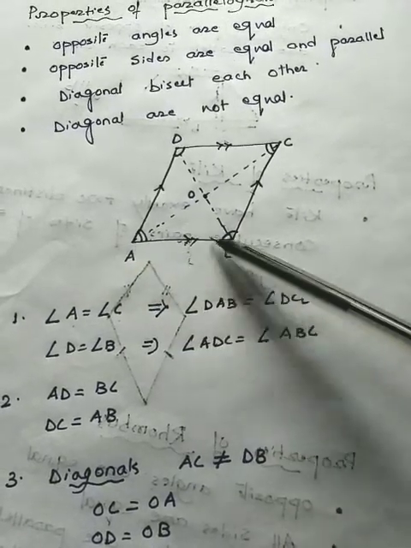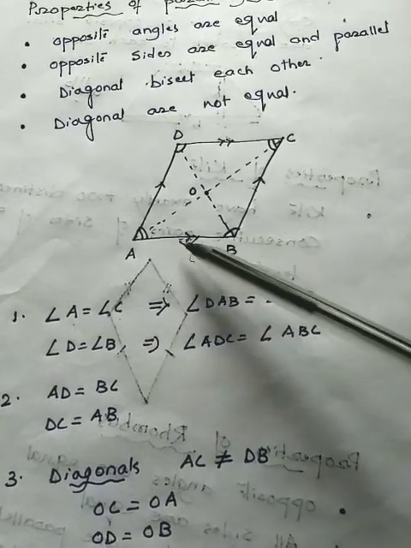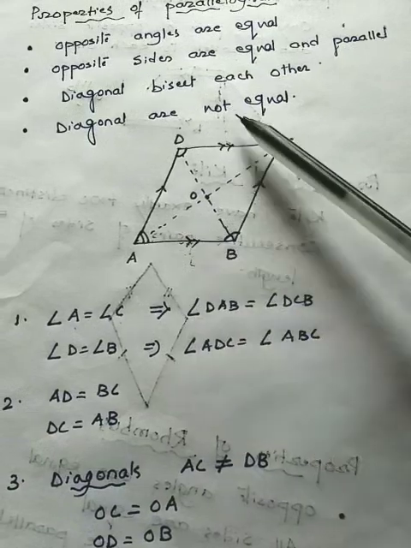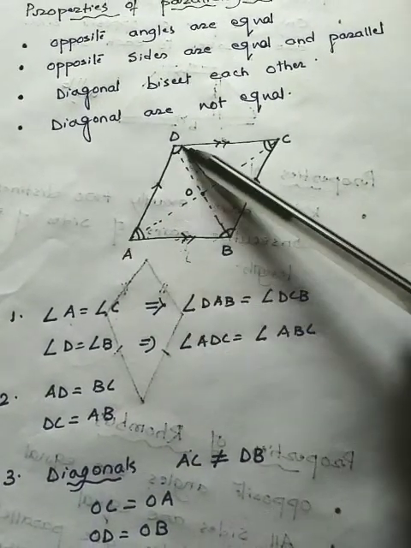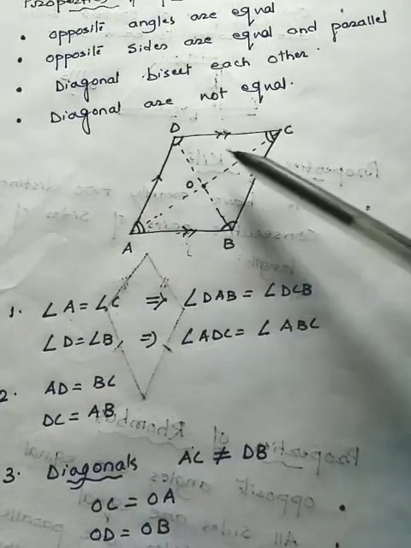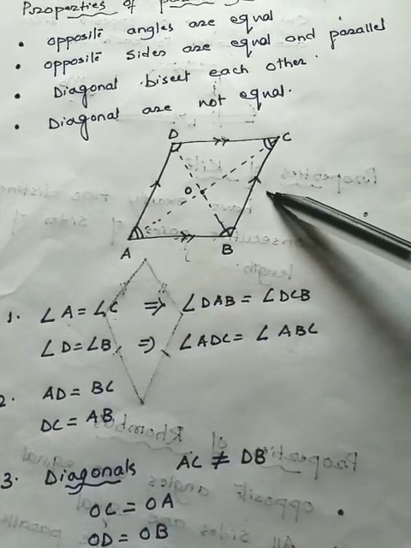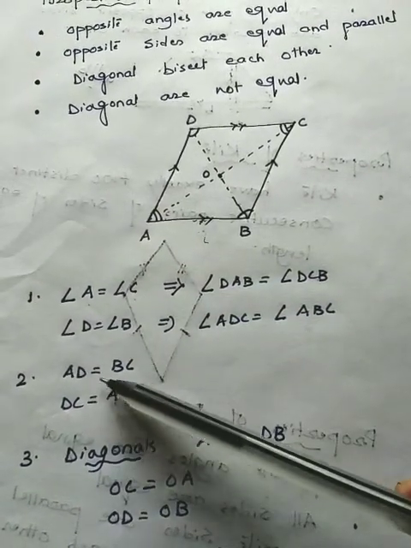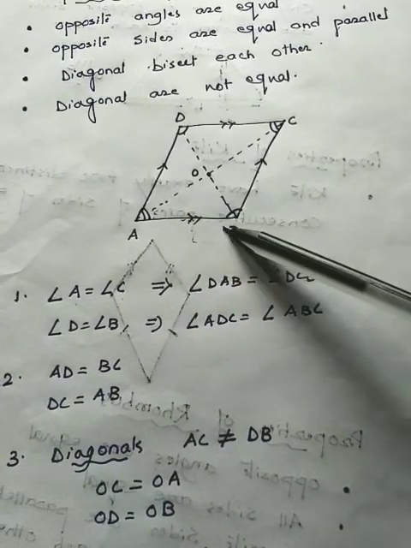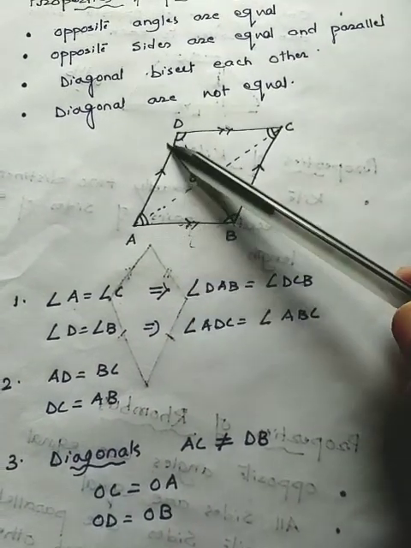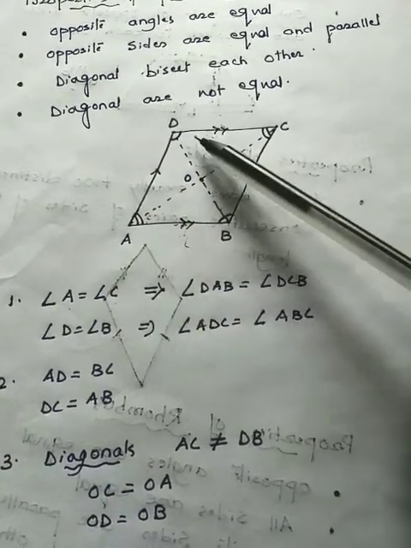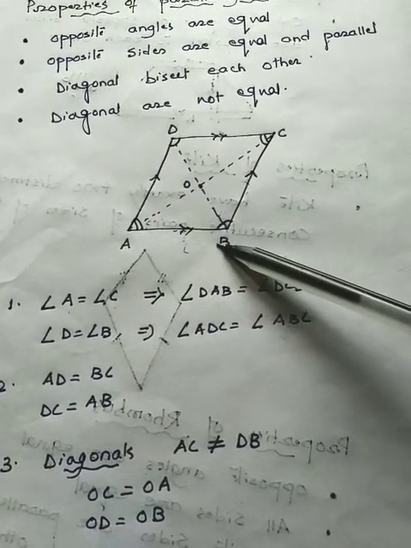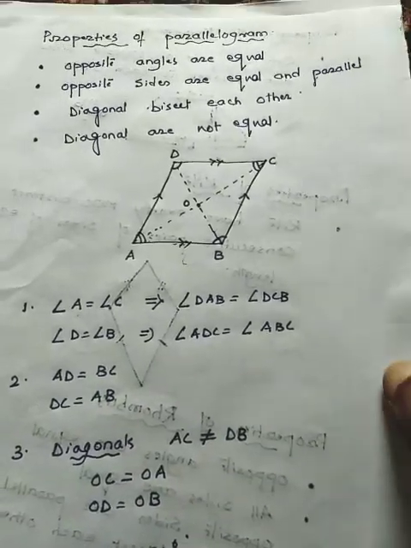That is, if the length of this is given, suppose 6 centimeter, so automatically DC would also be 6 centimeter. If suppose this is given as 7 centimeter, then automatically BC would also be 7 centimeter. So what we can say is that AD equals BC. Whatever the length of AD would be, that would be the length of BC also. In the same way, DC is equal to AB. Fine, so this is the second one.